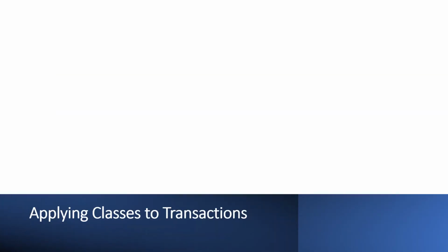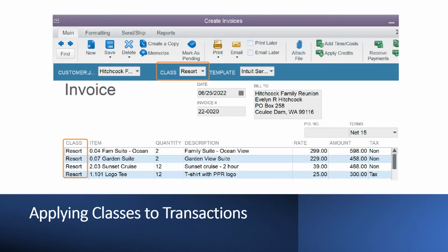Applying classes to transactions. If you decide to use classes, apply them to all transactions involving an income and/or expense account. This can be done through most forms, registers, or journal entries. QuickBooks provides several class tracking reports, and you can customize many other reports by adding the class field. You can create budgets based on them. You can also apply classes to payroll transactions, either to a whole paycheck or individual earning items.